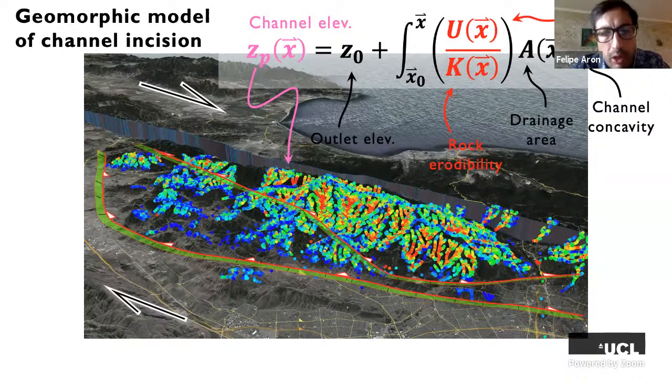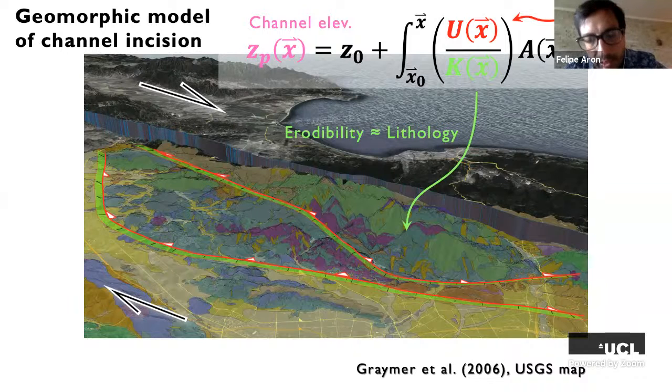The main components of this research, to test this fundamental idea: we're going to use the stream power law, which is a geomorphic model of channel incision, which predicts the altitude of every single point in a mountain channel, as a function of different variables that can be extracted from a DEM, like the outlet elevation, Z0, the accumulated drainage area, and the channel concavity. Although there are two variables here that you can see in red, the uplift rate and the rock erodibility, which are not possible to extract from publicly available information like a DEM.